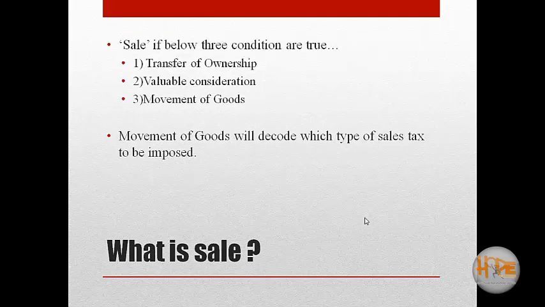Now let's see what is a sale. A sale exists if the below three conditions are true. First is the transfer of ownership. If a particular product changes its ownership, then there is a sale. Valuable consideration: we must consider the value of a particular sale. Movement of goods: movement of goods will decide which type of sales tax is to be imposed. This is the important condition, because if there is no movement of goods, then there will be no sale.